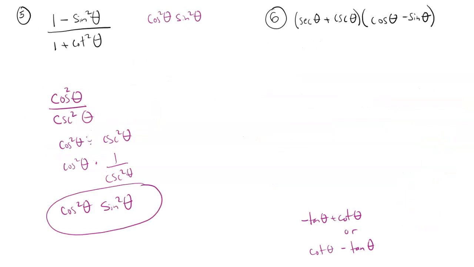So I'm going to multiply these guys together. This will become secant of theta cosine of theta. Multiply it by the sine, so minus sine of theta secant of theta. It doesn't really matter which one you put first. And then we'll go here, so plus cosecant of theta cosine of theta, and then minus sine of theta cosecant of theta.